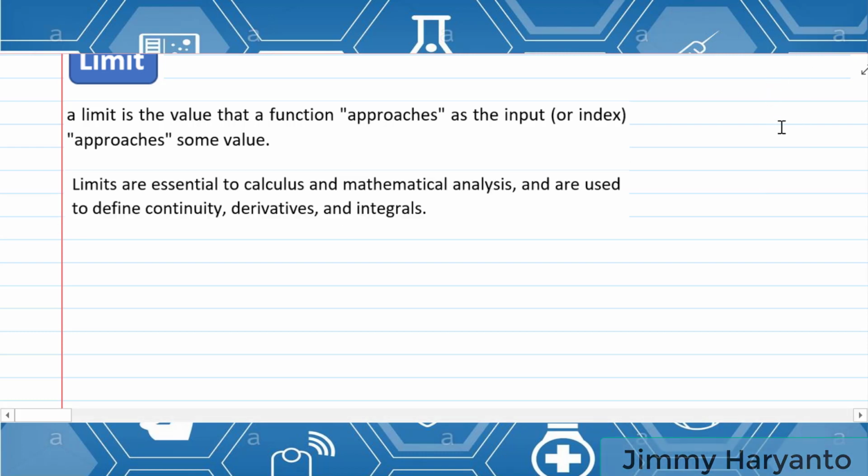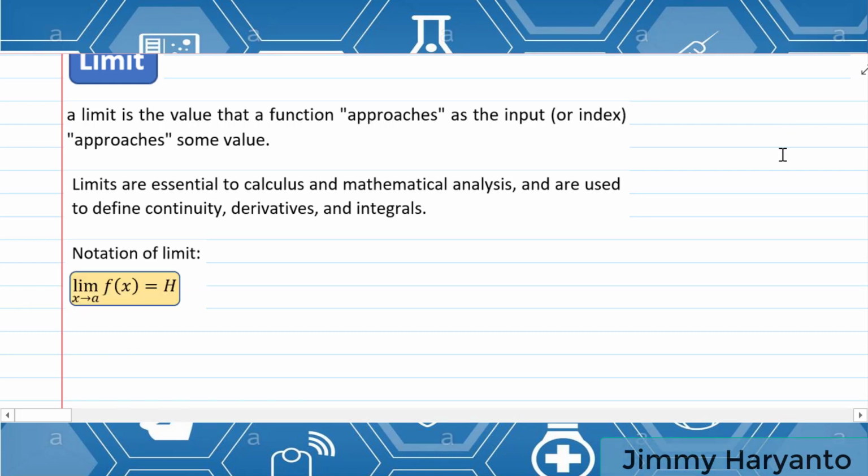Limits are essential to all calculus and mathematical analysis and are used to define continuity, derivatives, and integrals. So this is the basis of continuity, derivatives, and integrals. We will have to learn limits as the introduction to derivatives and integrals later.